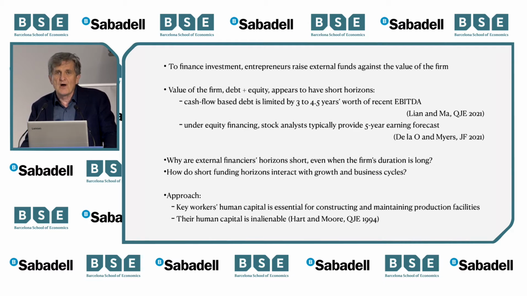So the questions are, why do financiers, either people who are buying debt or people who are buying equity, why are their horizons relatively short, even though the project may be long? And then how do these short credit horizons, or funding horizons, let me say, because I don't want to make this a talk about debt in particular. In fact, the model will be a model of equity. Anyway, how do these short funding horizons interact with growth and business cycles?